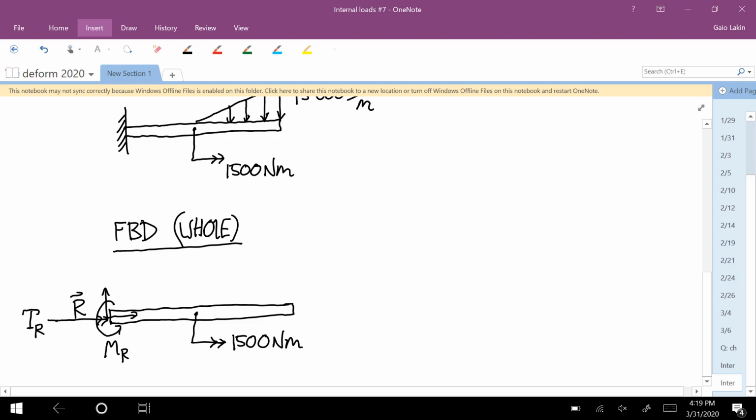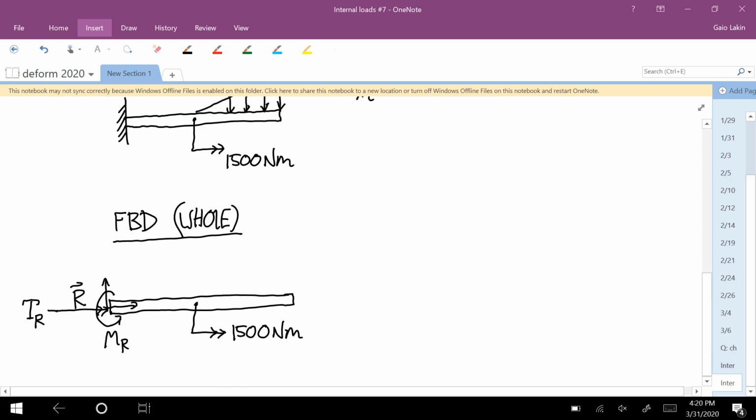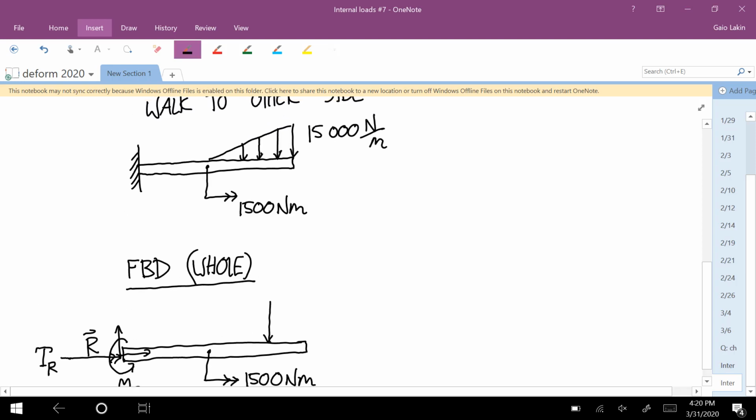I'm just going to jump right to it. Now that we've chosen what body to isolate, we're isolating the whole thing. Now we can represent that distributed load as a point force. It's going to act 2/3 of the way from the point to the flat side. The whole length of that triangular distributed load is 0.45. So 2/3 of 0.45 is 0.3. So this distance here is going to be 0.3.